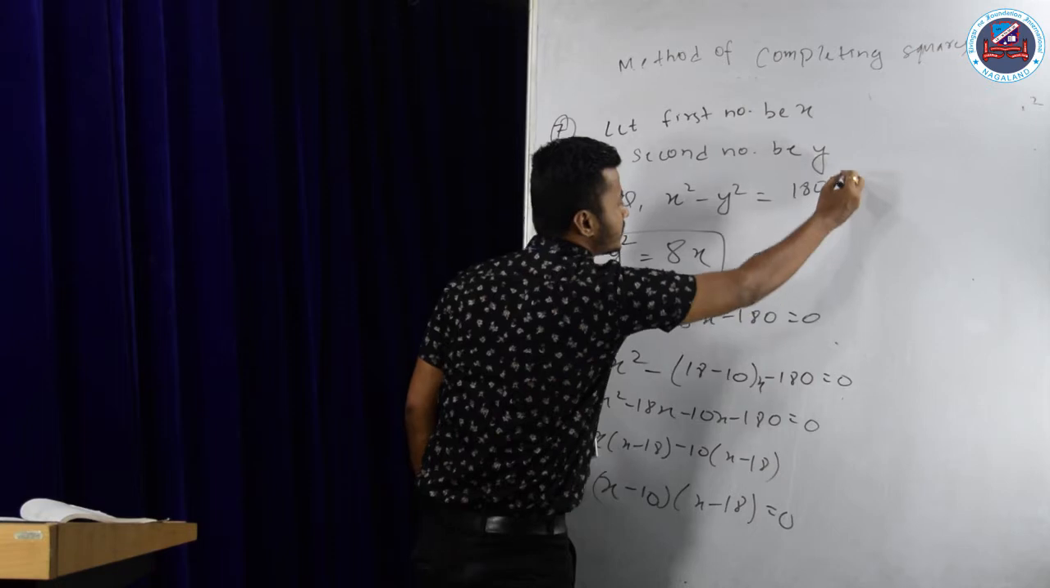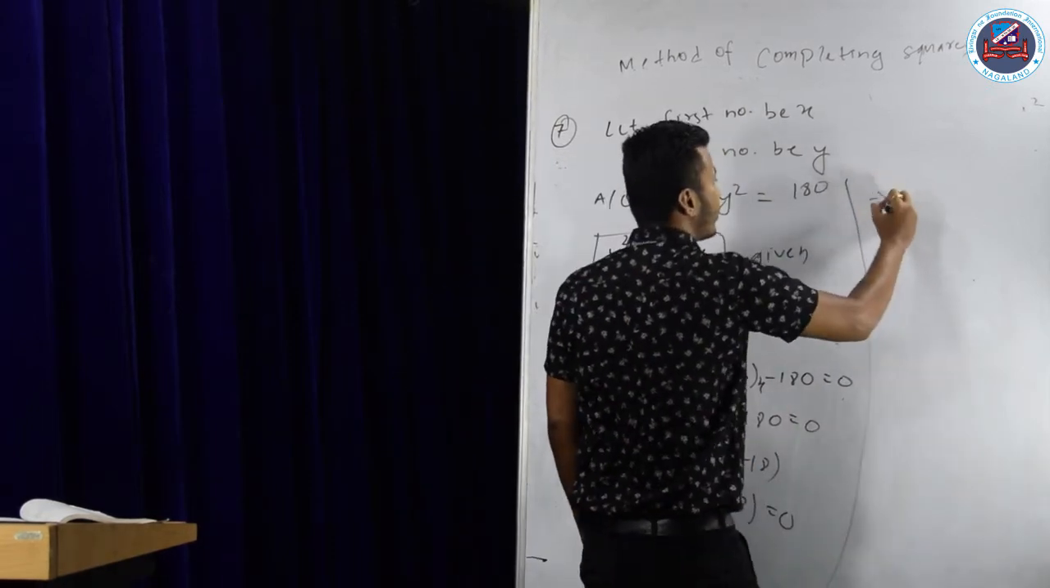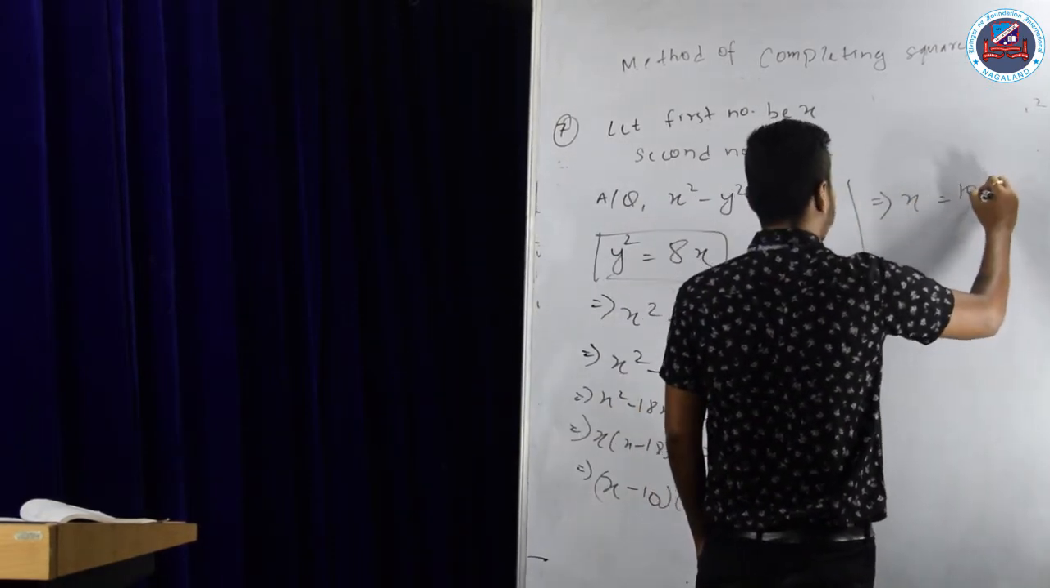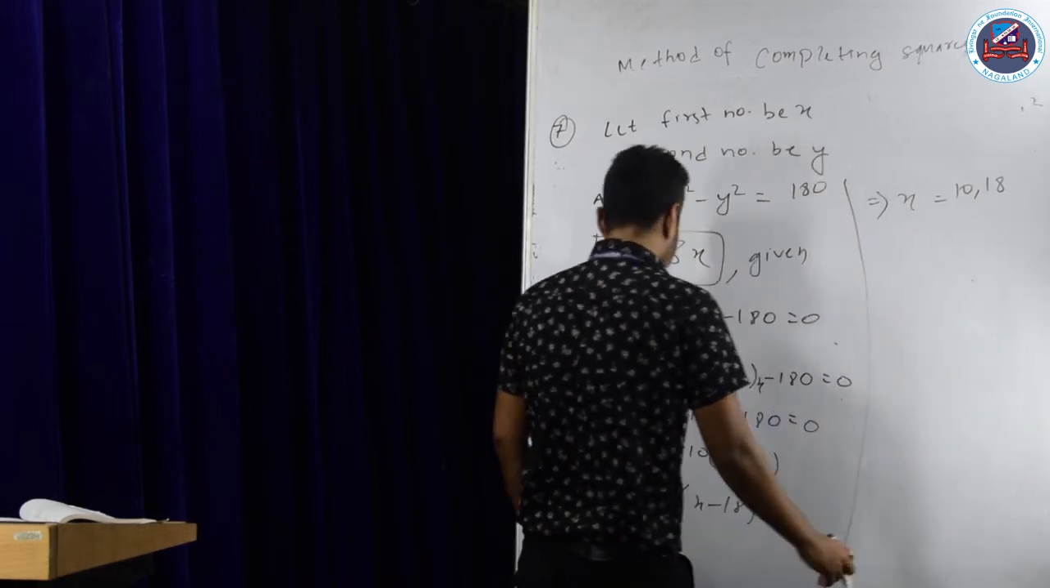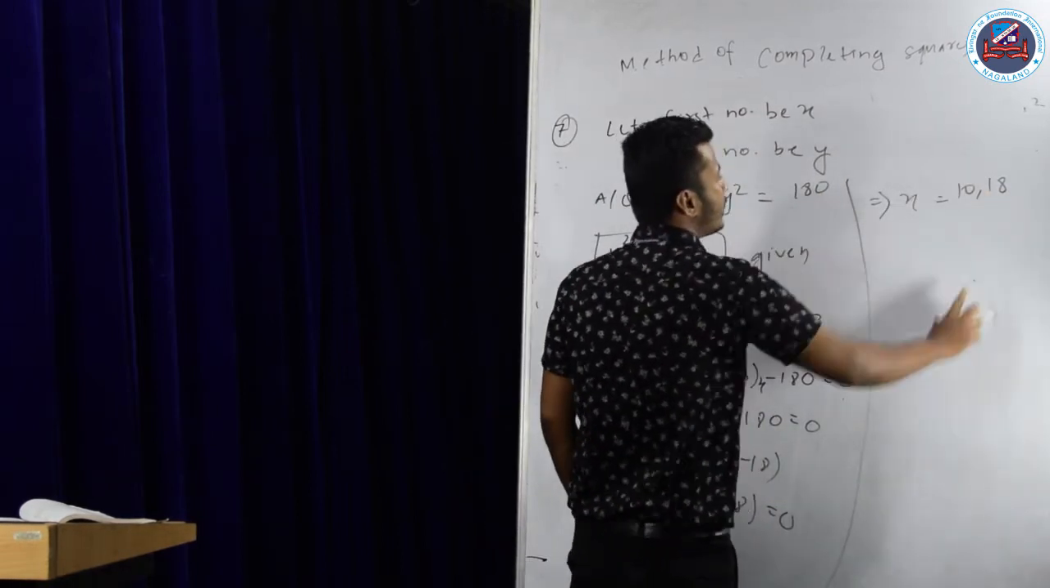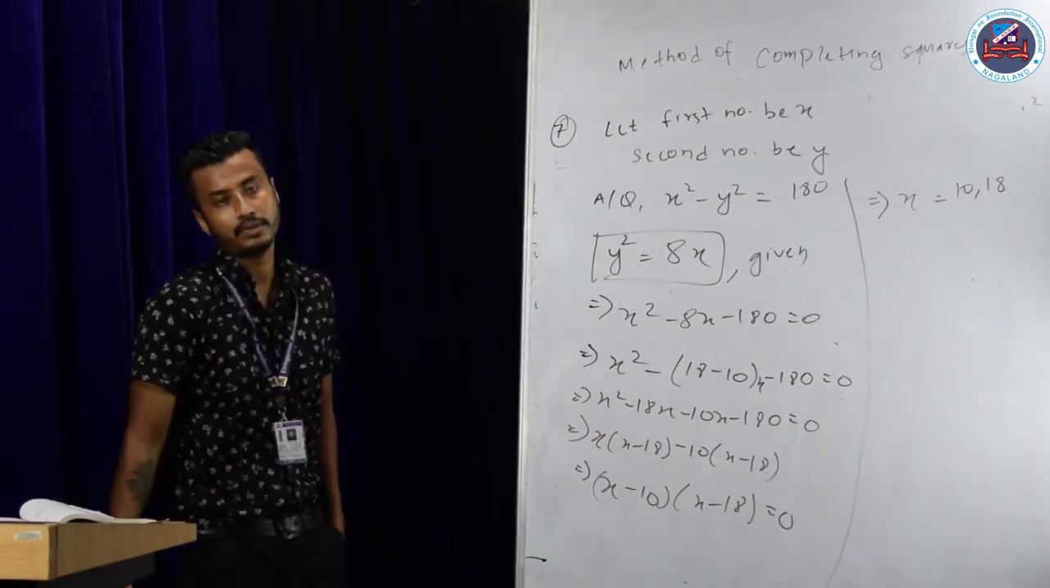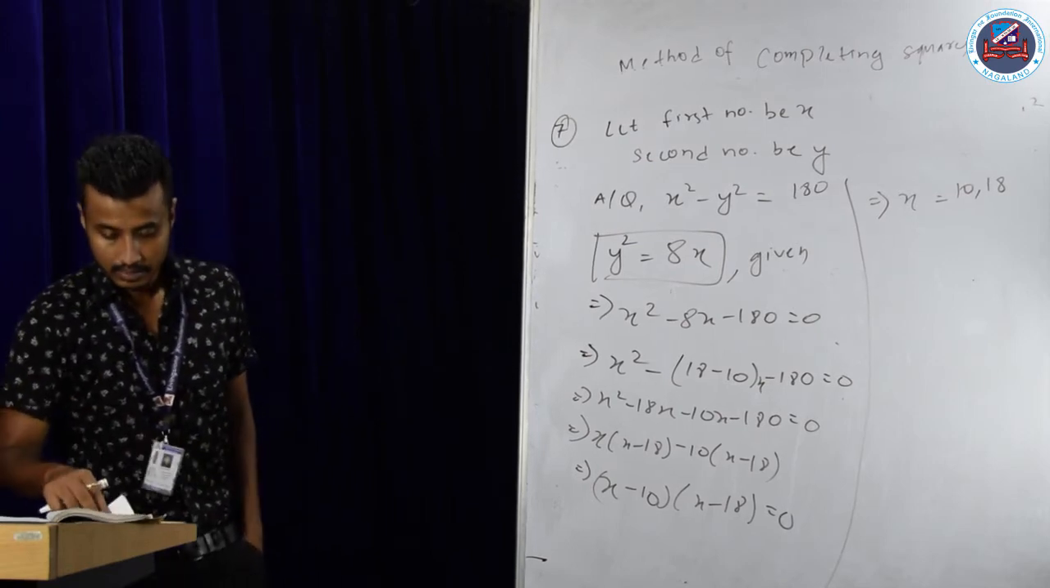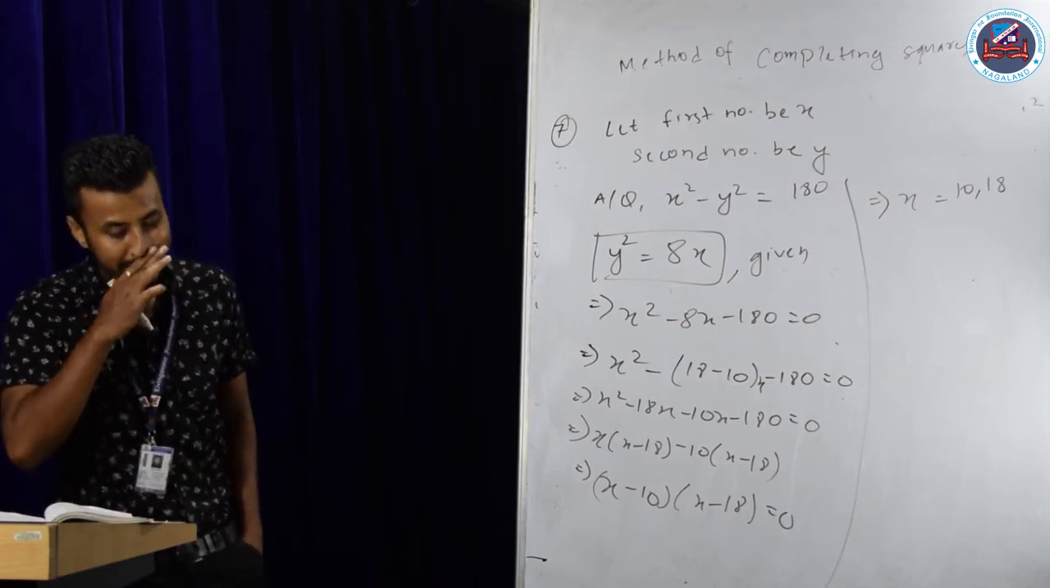Guys, there will be two answers here. What are the two values of x? x can be plus 10 also, plus 18 also. So the smaller number is 10 here, the bigger number is 18 here. Simple, right? Okay. Guys, we'll do one very interesting question.